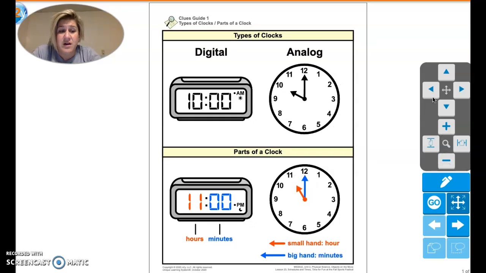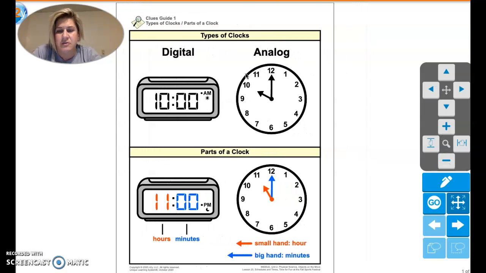Okay, reviewing clocks, digital and analog. Remember, digital is what we see most often on a phone or on your iPad. These are what we see most of the time during the day. We do have an analog clock in our classroom as well that we can utilize. So the first number is the hour and the second number is the minutes on a digital clock. And when you're looking at an analog clock, the small hand points to the hour, and the large hand points to the minutes.